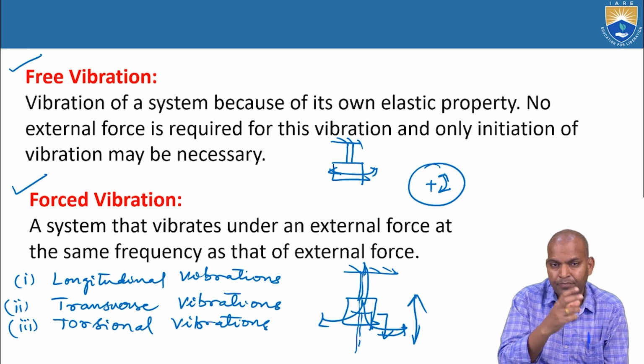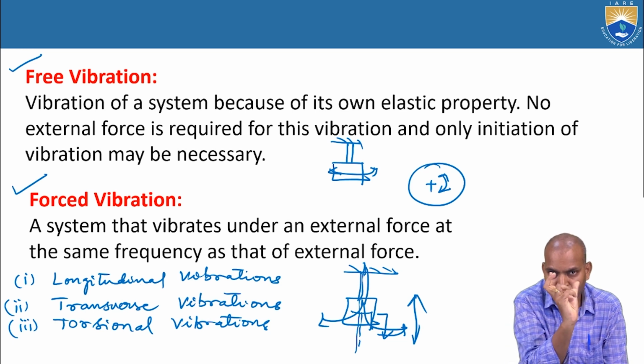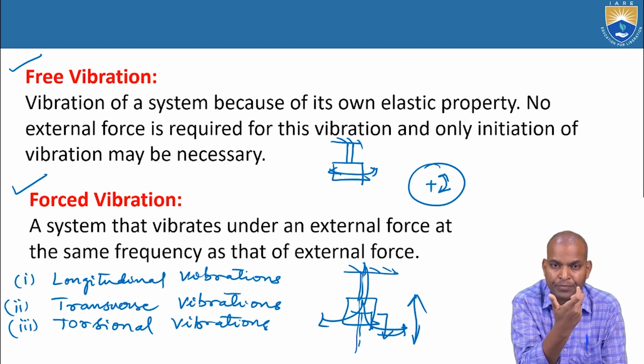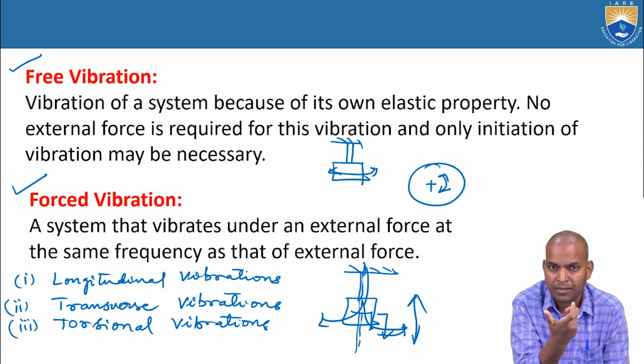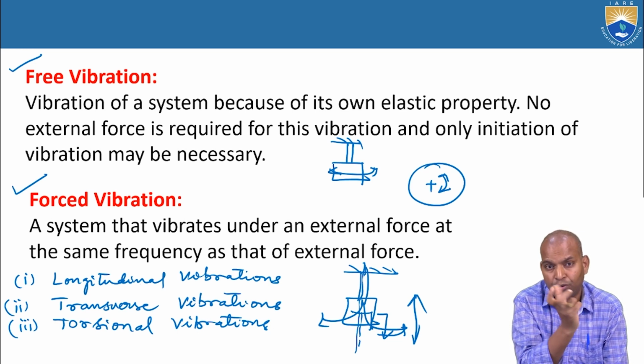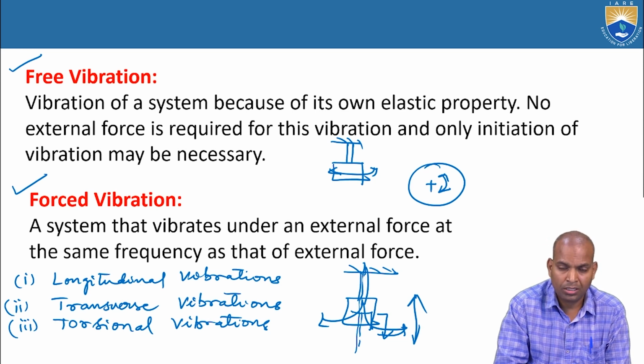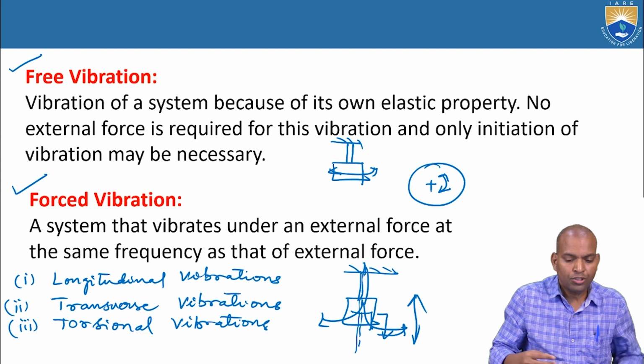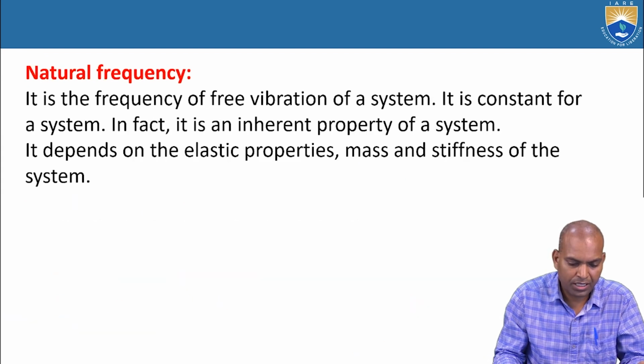Similarly, if you give initial angular displacement to the shaft mass and let go, it starts oscillating in angular directions to and fro, positive angle and negative angle with respect to the mean angular position. Those vibrations are known as free torsional vibrations. If you give external torque continuously, it is known as forced torsional vibrations. So these are the various types of vibrations.